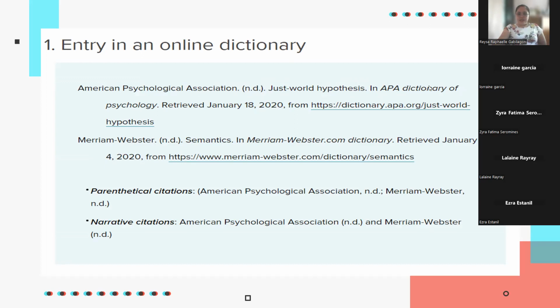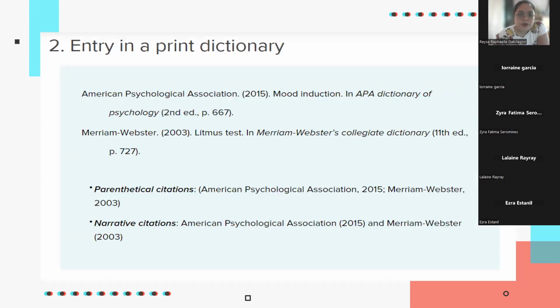Pero ilagay nyo din in APA, Dictionary of Psychology. This is the whole name of the dictionary. And this time, gagamit kayo ng retrieved. Retrieved, the date of the retrieval, and then this time, lalagyan nyo ng from, followed by the URL of the online dictionary. Okay? This is the time you use the retrieval date and then the word from for the URL.